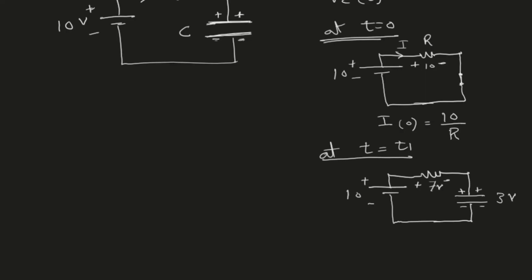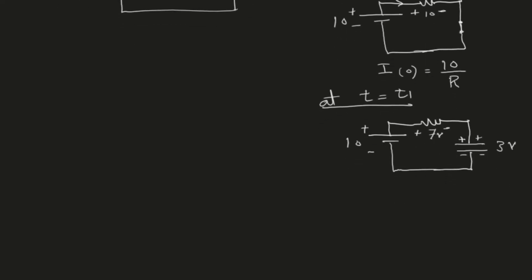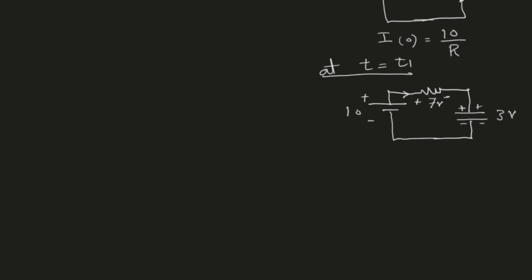So now the voltage across the resistor has decreased from 10 volts to 7 volts. Therefore, the current through the resistor will also decrease. The current at some time t1 will now be 7 divided by R, which was previously 10 divided by R. So now you see the current has decreased.